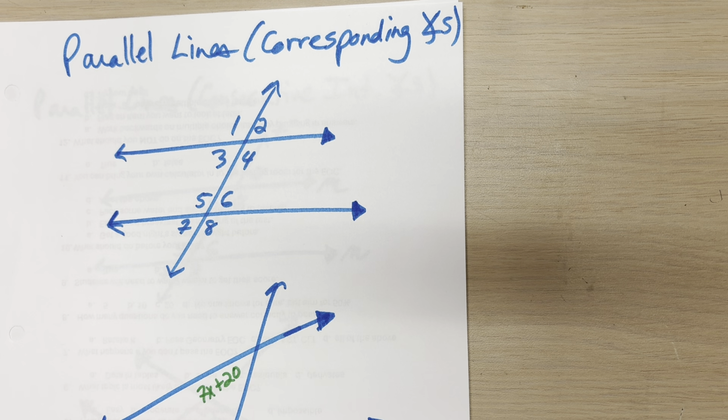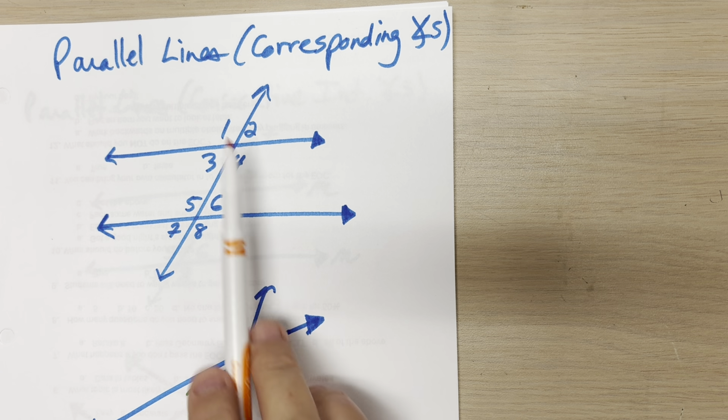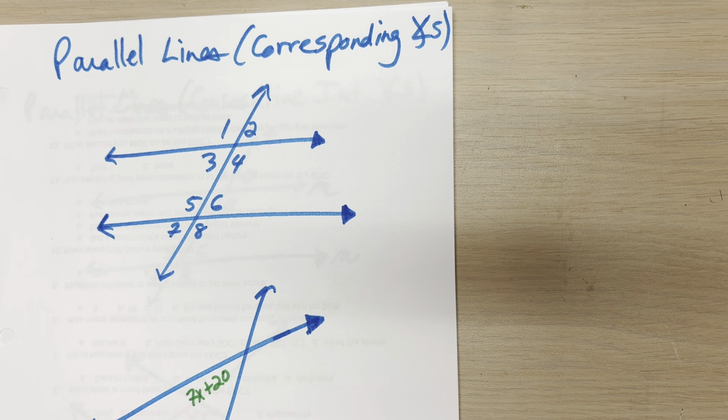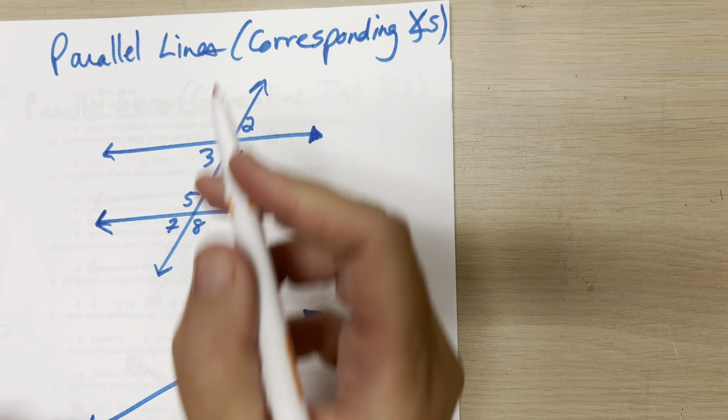This video is the third in a series of 4 regarding parallel lines, and we're going to talk about corresponding angles in this one. So we've got 2 parallel lines cut by a transversal. Corresponding angles are going to be on the same side of the transversal, and then either both above or both below the parallel lines. So let me show you what I'm talking about.